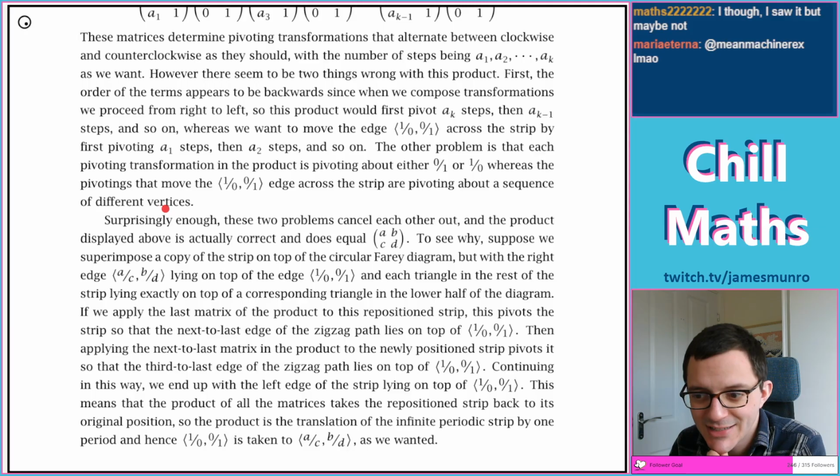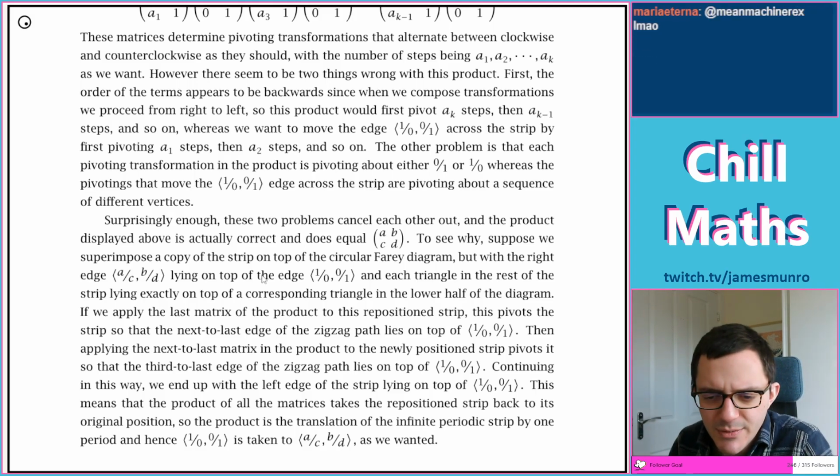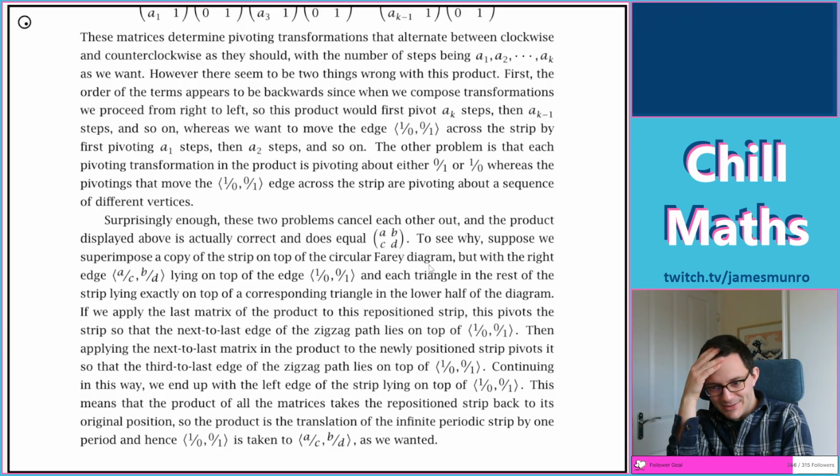Surprisingly enough, these two problems cancel each other out. It's actually correct and does equal the thing that we want to make this transformation, ABCD. To see why, and now there's going to be an argument, which I'm going to read, but then I think I'm going to need a cup of tea. To see why, suppose we superimpose a copy of the strip on top of the circular fairy diagram, but with the right edge lying on the top of the edge 1, 0, 0, 1.